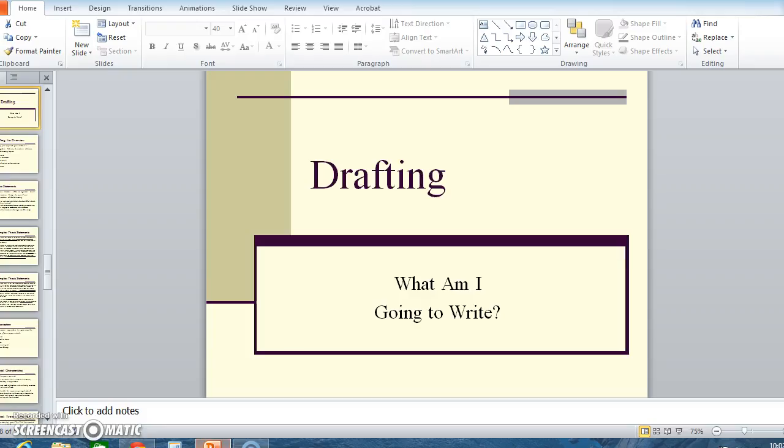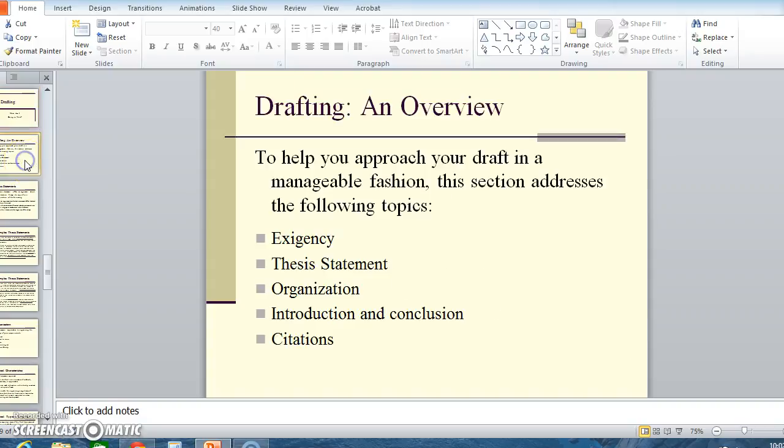Alright, so now that we've gone over the basics and the premise of a literature review, we're going to go over how you draft this literature review, which is the stage you're at right now, right? So to help you approach your draft, this section will also look at the exigence. That means the purpose of a literature review, your thesis statement, how to organize, the introduction and conclusion, and citations.